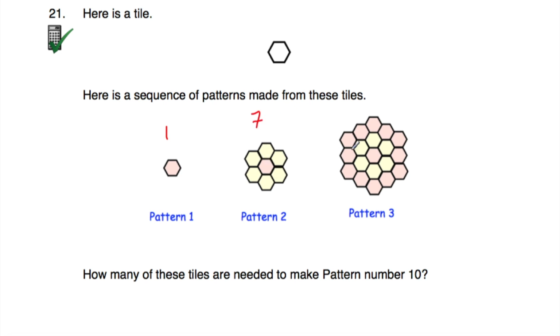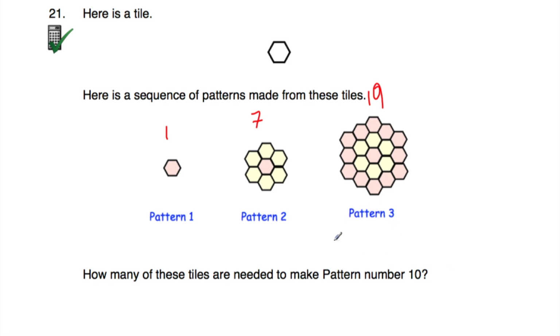1, 2, 3, 4, 5, 6, 7 tiles. So it's got 7 tiles. And we've got pattern three, which has got 1, 2, 3, 4, 5, 6, 7, 8, 9, 10, 11, 12, 13, 14, 15, 16, 17, 18, 19 tiles. And we've been asked how many of these tiles are needed to make pattern 10.